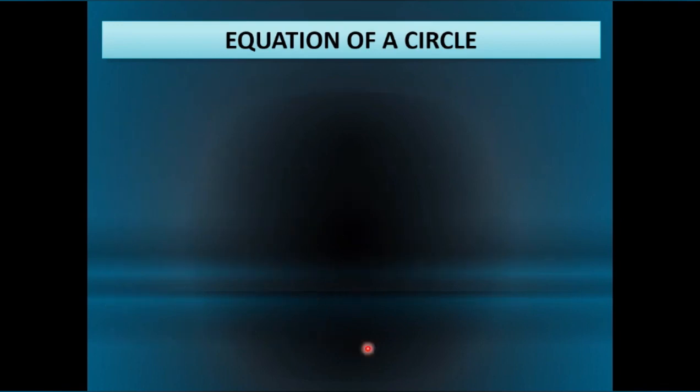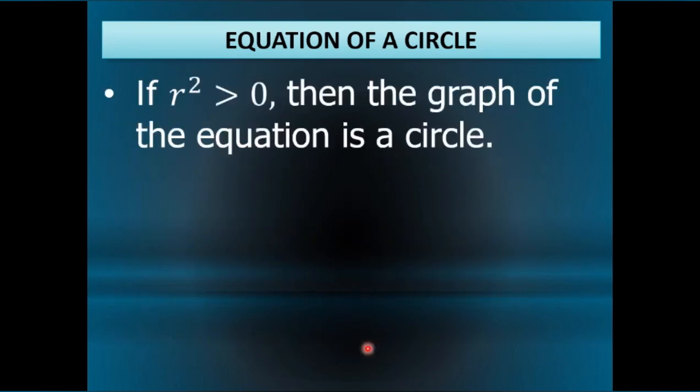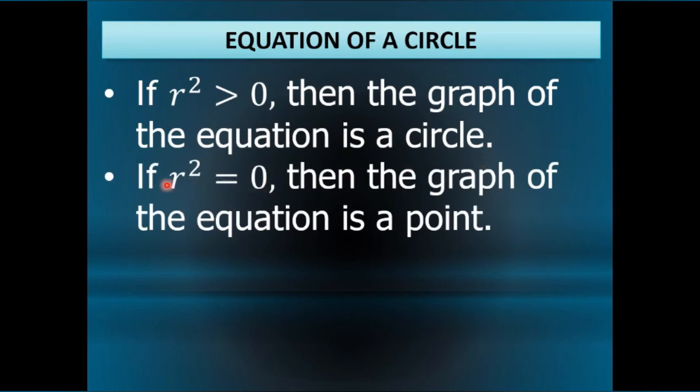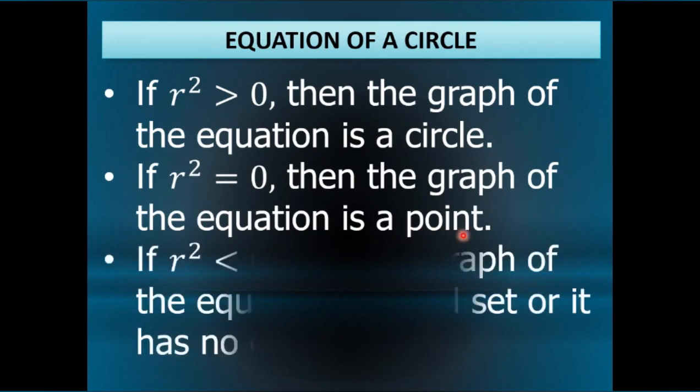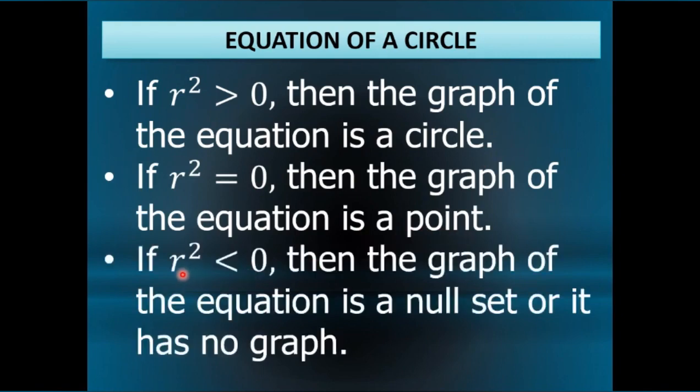From our previous example, we have to remember this first: if r squared is greater than 0, then the graph of the equation is a circle. If r squared is equal to 0, then the graph of the equation is a point. And lastly, if r squared is less than 0, then the graph of the equation is a null set, or it has no graph.